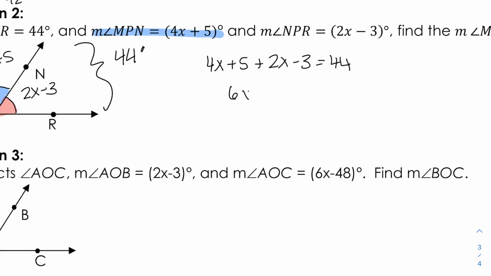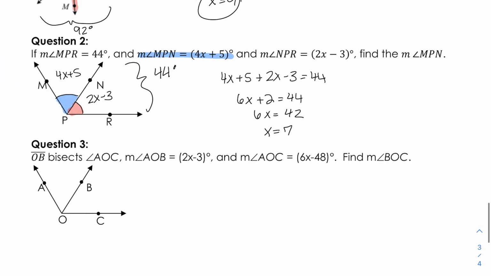So I get 6x plus 2 is equal to 44. So I get 6x is equal to 42. So x is going to equal 7. I want to find the measure of MPN, so I'm going to plug that back in. That's 4 times 7 plus 5, and I get 33.